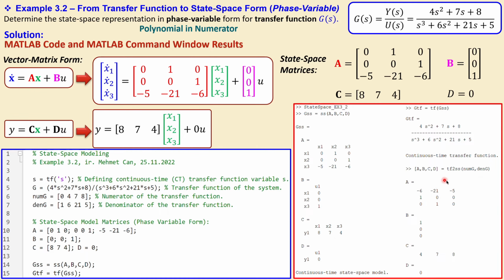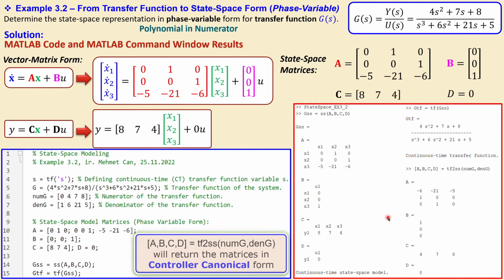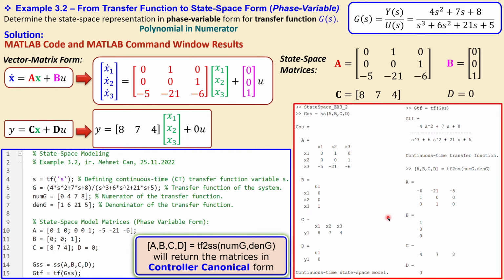You get this, and you're going to again see that this minus 6, minus 21, and minus 5 is flipped here and placed in the first row, and also these are given here in a different form. But the rest are exactly the same. Again, 0, 0, 1 is converted to 1, 0, 0, and this is again flipped, and there is no D here. So it is again the controller canonical form when you apply this formula in MATLAB. That is, of course, what you need to consider.